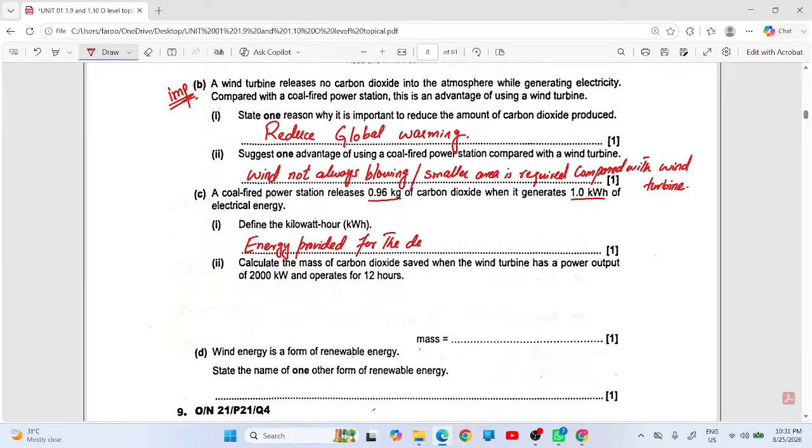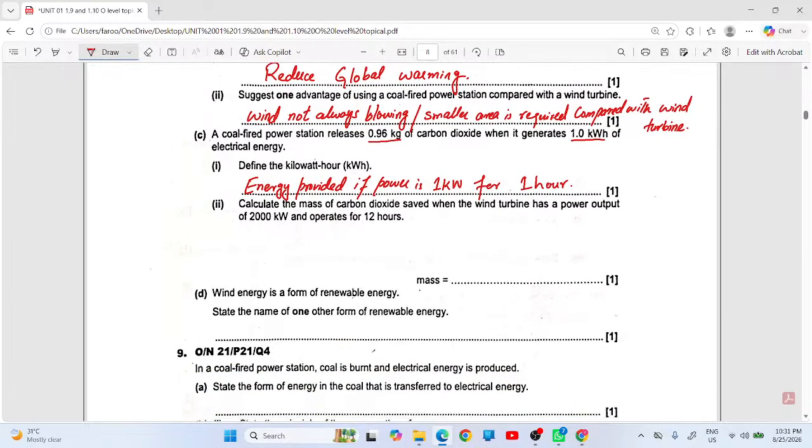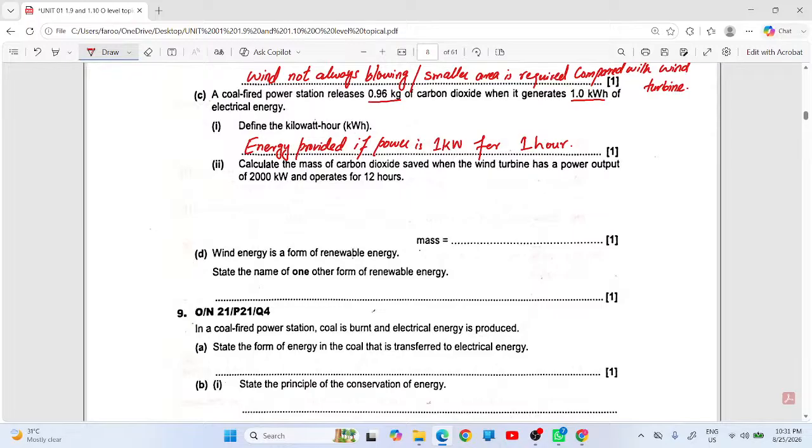Energy provided for a device, if power is 1 kilowatt for 1 hour. की डेफिनेशन देखें क्या लिखी हुई है. आंसर की में लिखा हुआ है: amount of energy of a device of power 1 kilowatt used for 1 hour. हाँ वही. ठीक है.